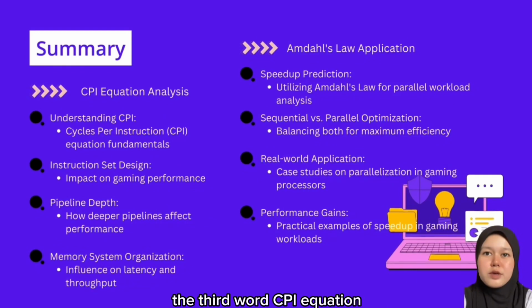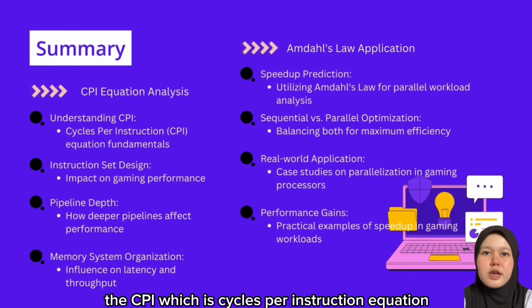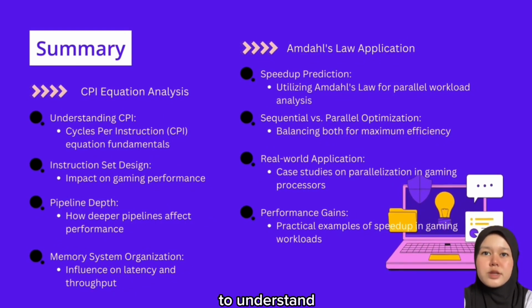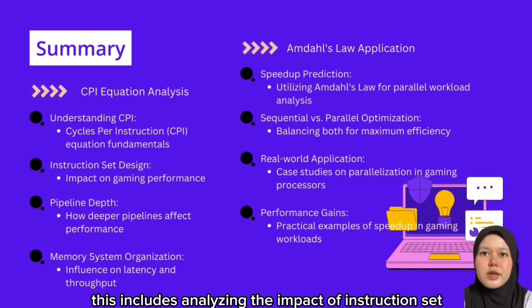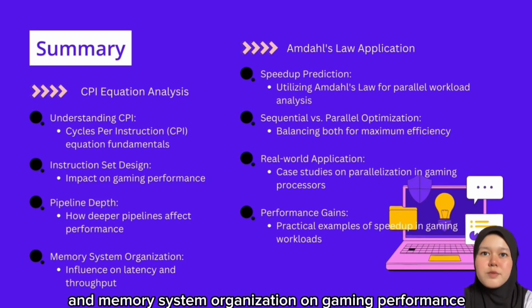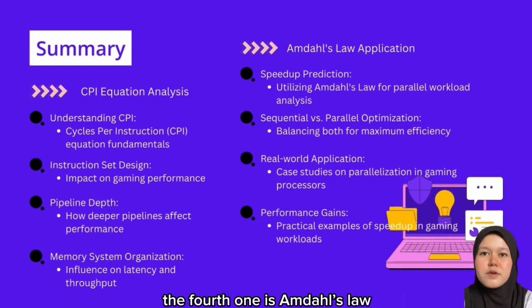The third one is CPI equation. The project thoroughly analyzed the CPI, which is cycles per instruction, equation to understand how different aspects of the architecture affect its performance. This includes analyzing the impact of instruction set design, pipeline depth, and memory system organization on gaming performance.